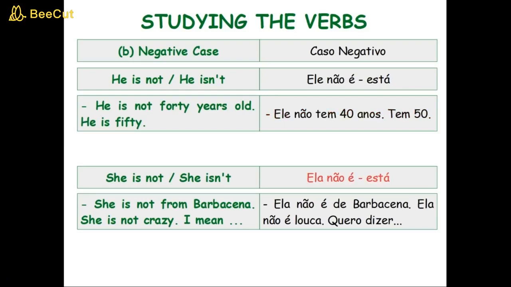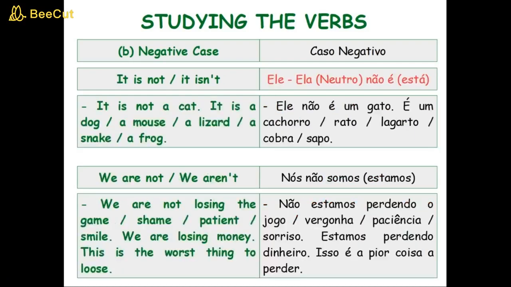She is not. She isn't. She is not from Barbacena. She is not crazy. I mean, it is not. It isn't. It is not a cat. It is a dog, a mouse, a lizard, a snake, a frog.